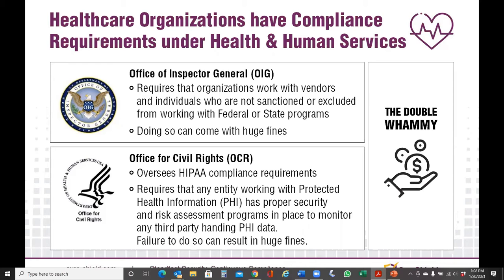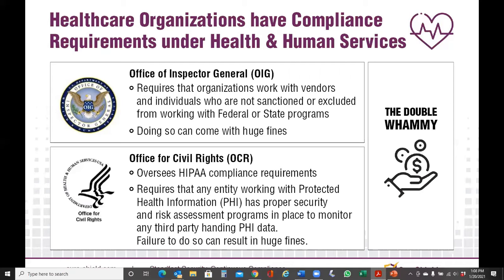And then, of course, we have the Office for Civil Rights that oversees the HIPAA compliance requirements. It requires that any entity that's working within your ecosystem, again, as a covered entity, that's working with protected health information, has a proper security and risk assessment program in place to make sure that they are handling that data securely. As many of you know, a number of years back, covered entities would protect themselves by signing business associate agreements with providers that were working with them.